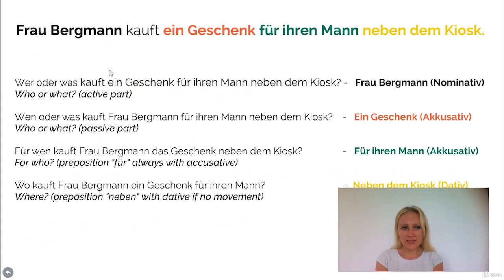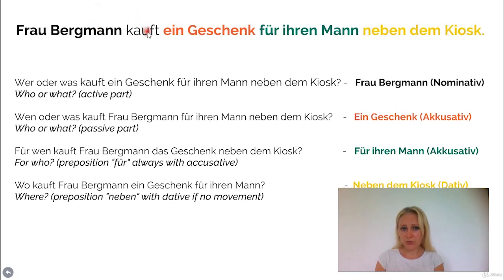Now let's have a look at the next example. The sentence here on the top is: Frau Bergmann kauft ein Geschenk für ihren Mann neben dem Kiosk. Okay, now here it's a little bit longer sentence. So we have the subject, the one who buys something. We have a verb. We have an object. Ein Geschenk means a present. Für ihren Mann, for her husband. And neben dem Kiosk, next to the kiosk. Now this is an indication of place.